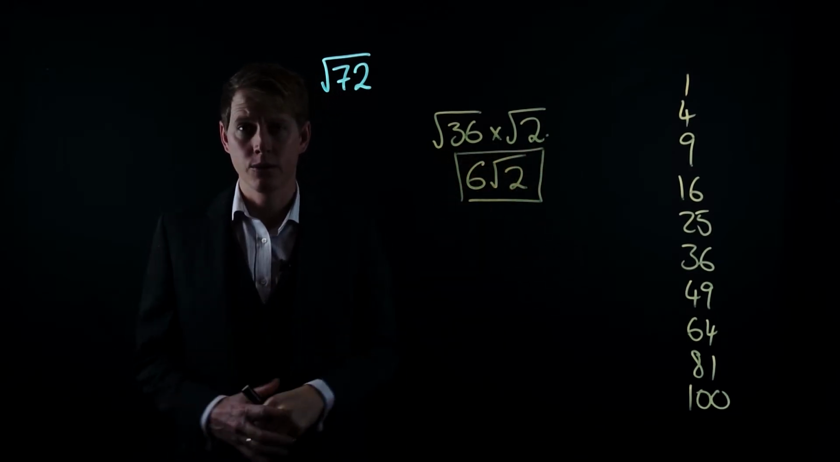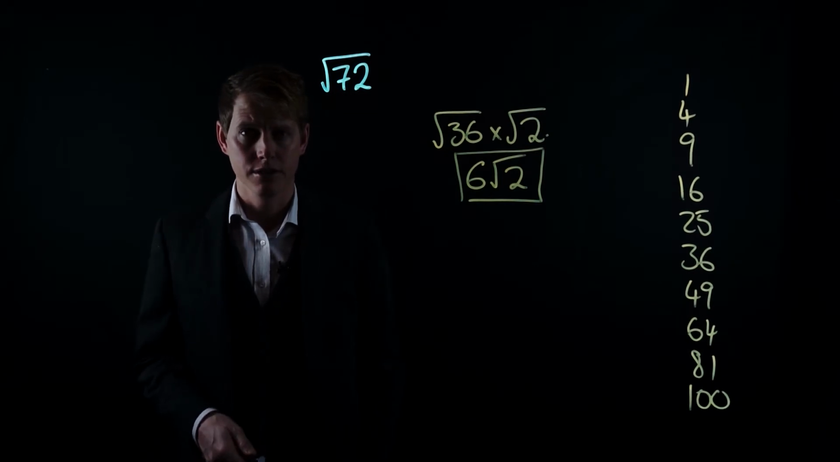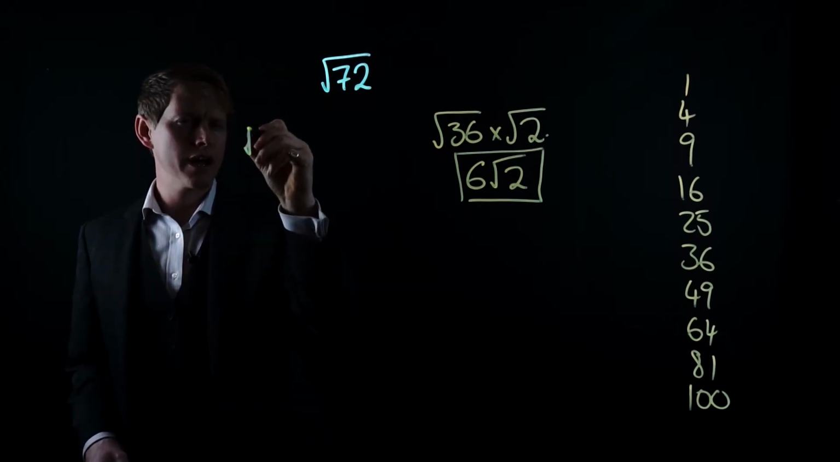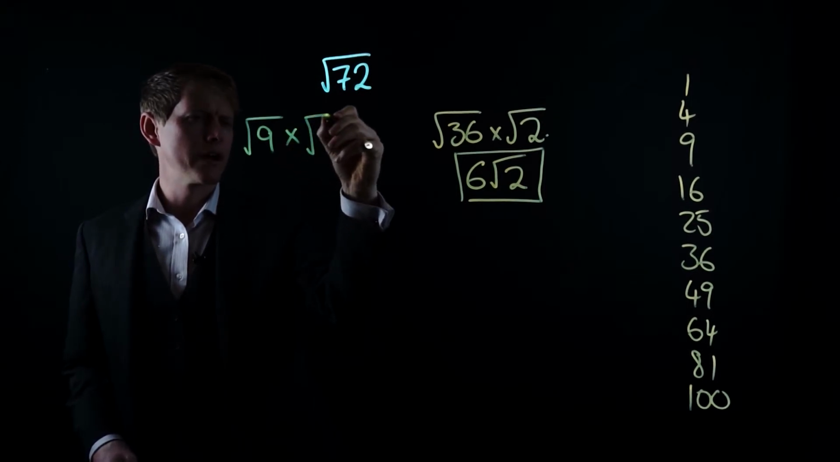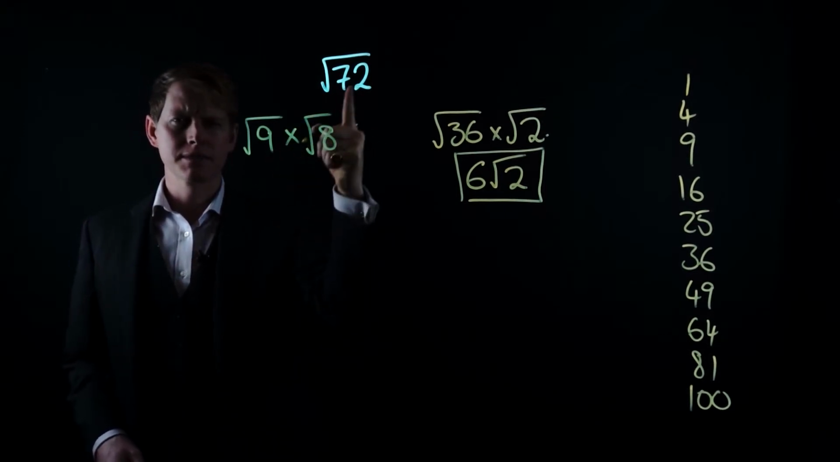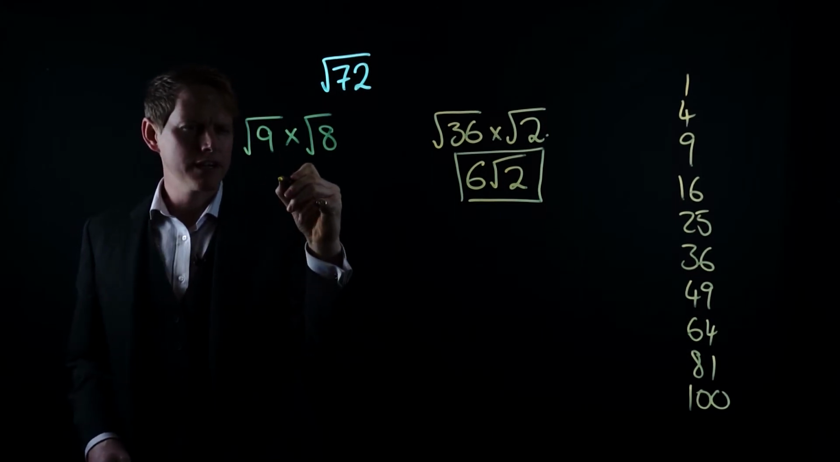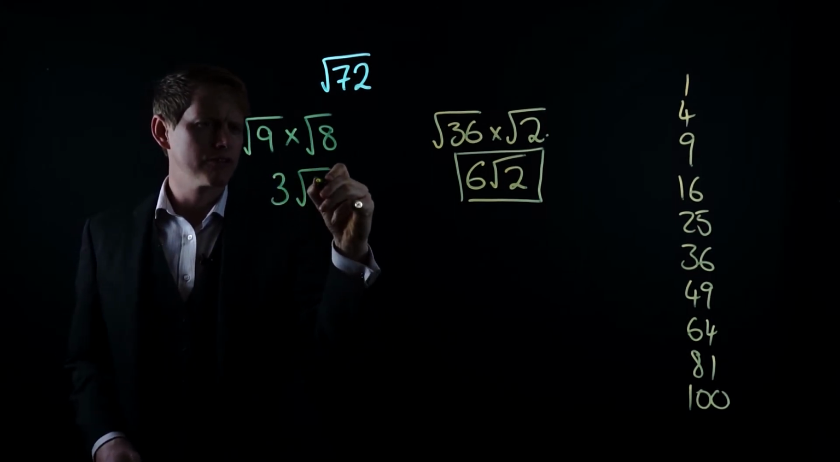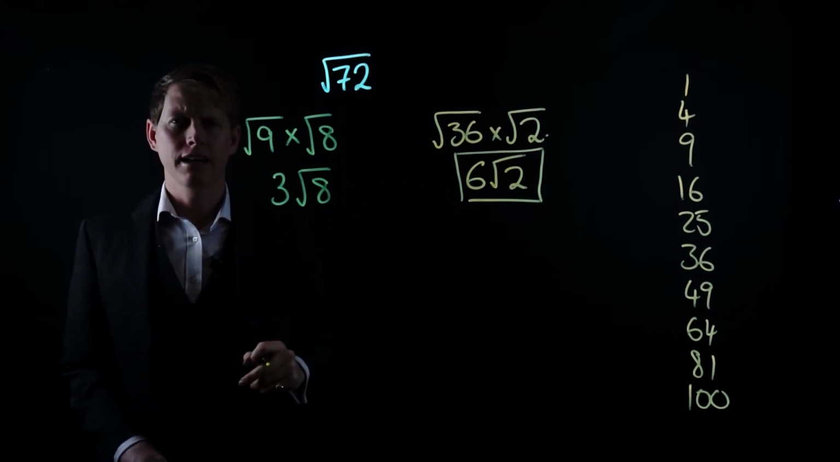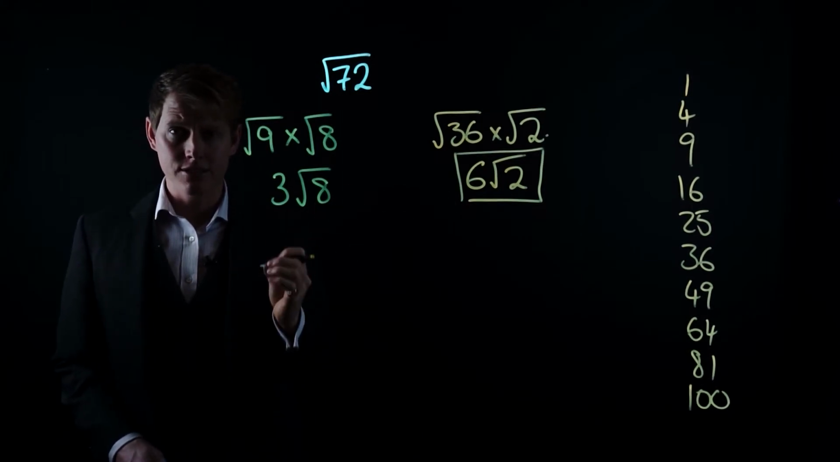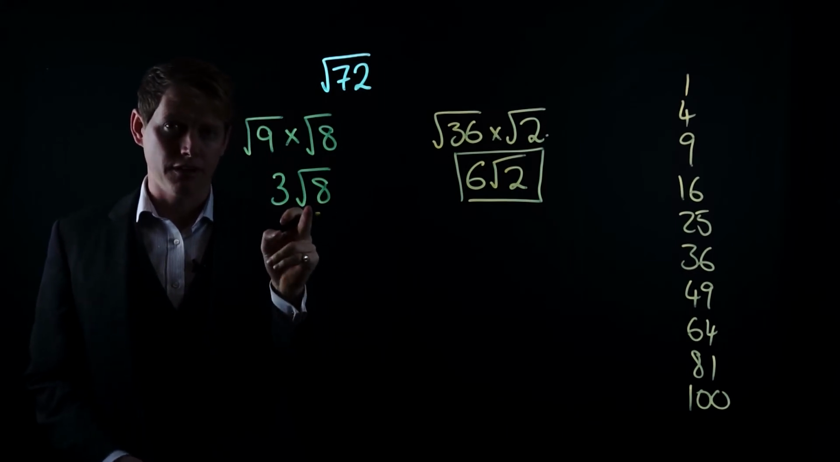Now, there is another way that I could have gone about doing this question. So I could have written the square root of 9 multiplied by the square root of 8. 9 times 8 is 72. This simplifies, so we're left with 3 root 8. Now, that's not the same as that. And the reason that it's not the same is because we haven't finished simplifying this.